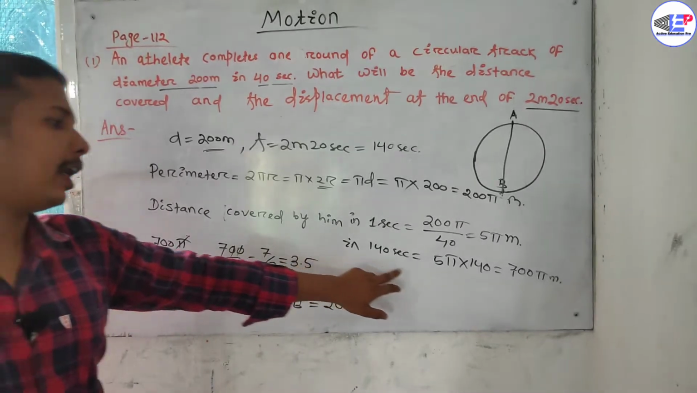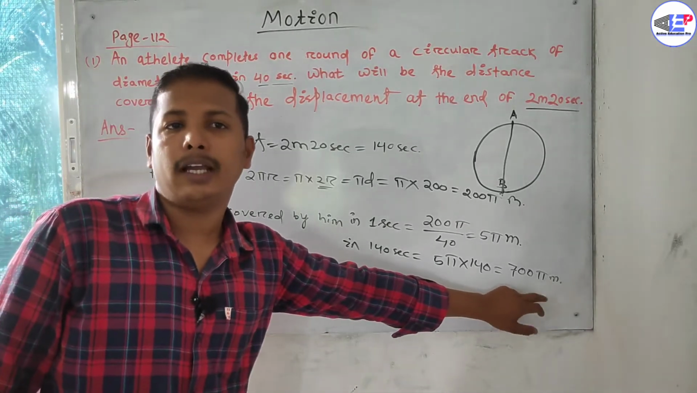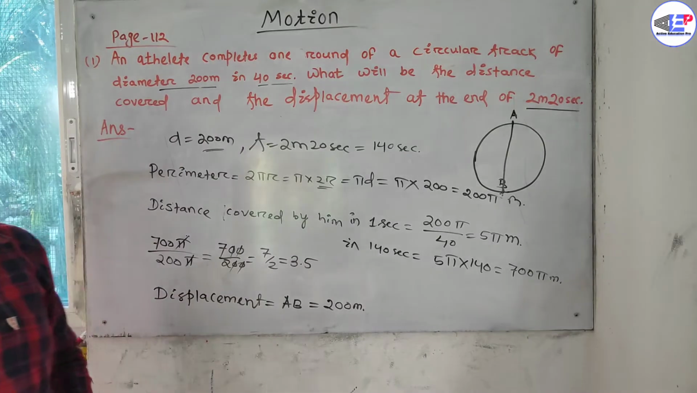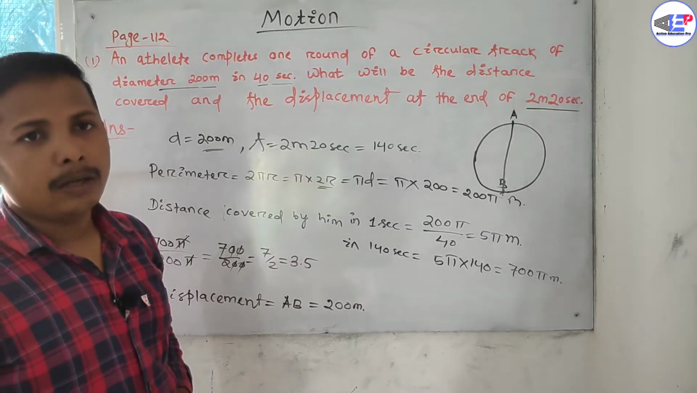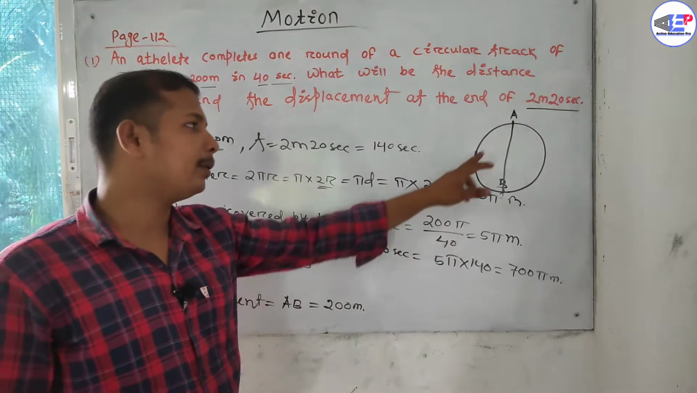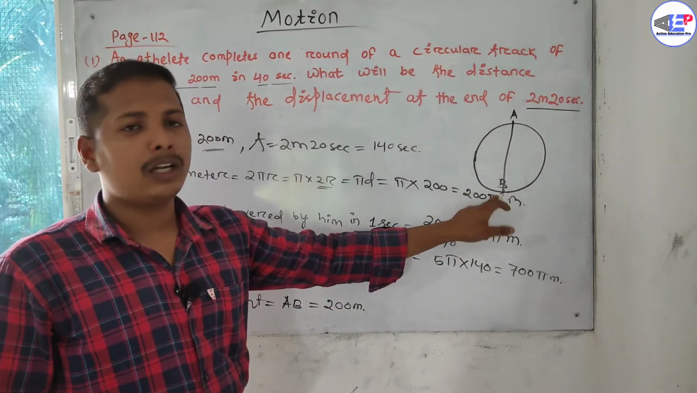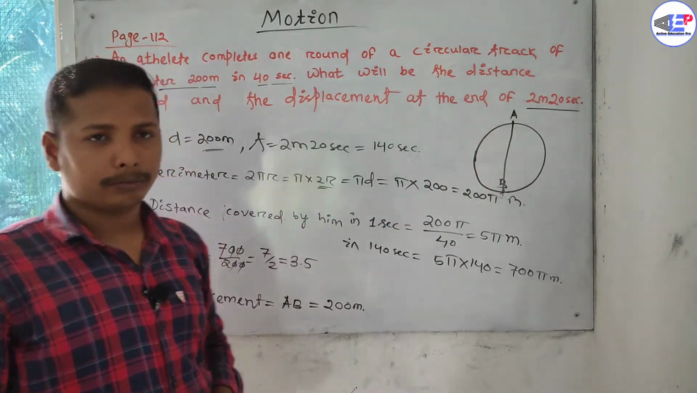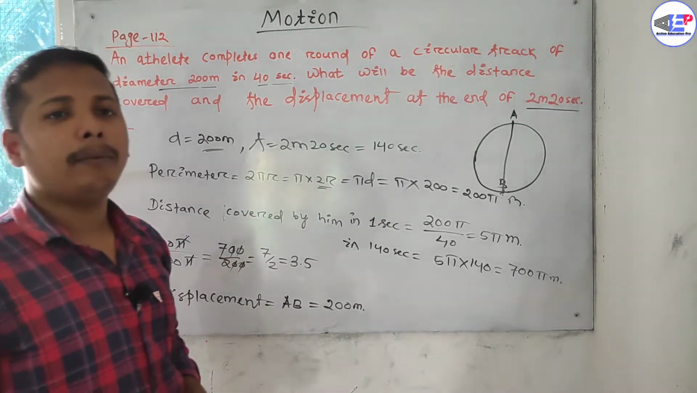Here we found out that the distance is 705 meter. Next we have to calculate the displacement of the athlete. For finding displacement, we know that displacement is the shortest distance between initial and final position. Let A be the initial position. Next we have to find out the final position.